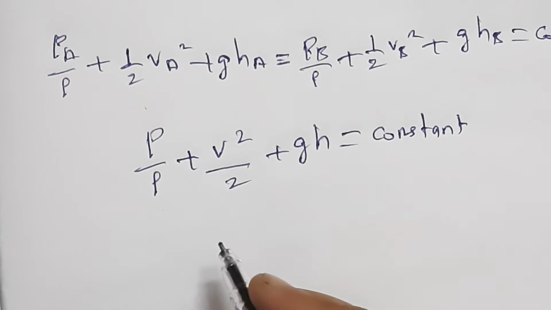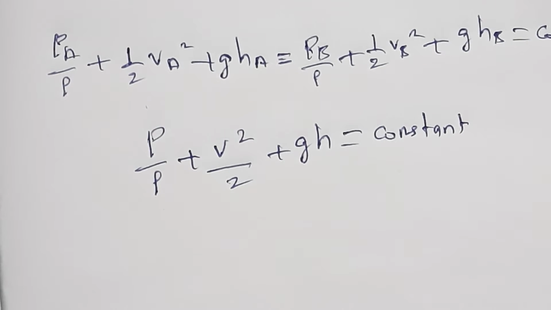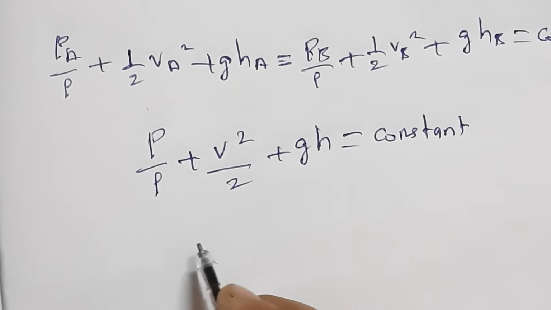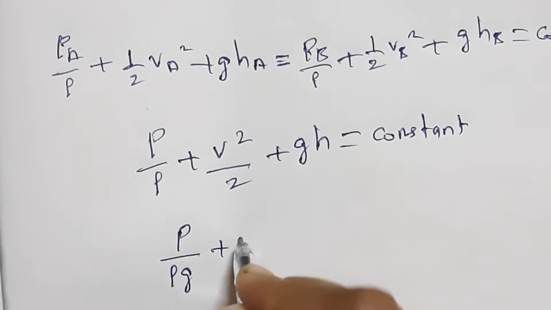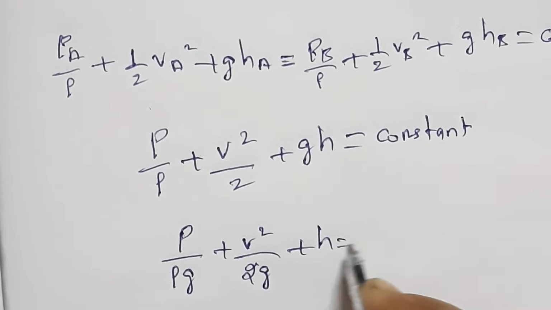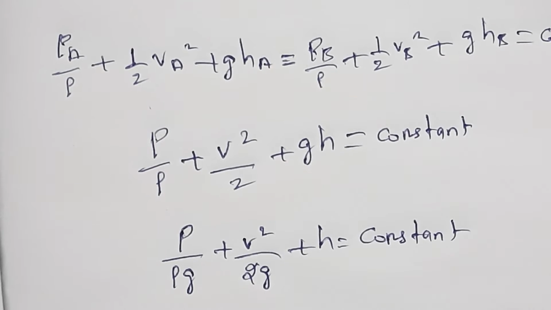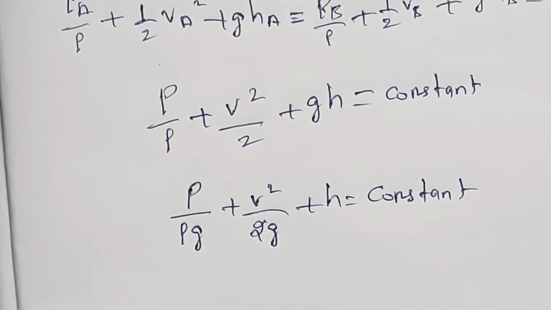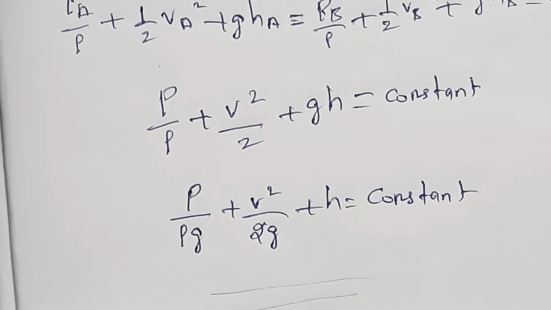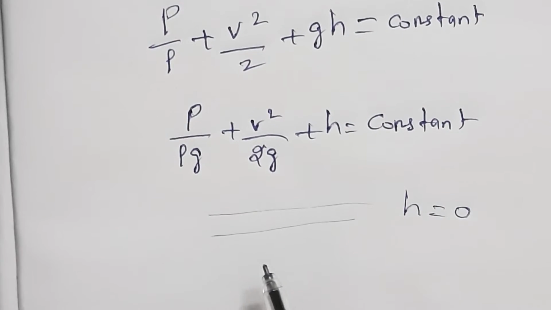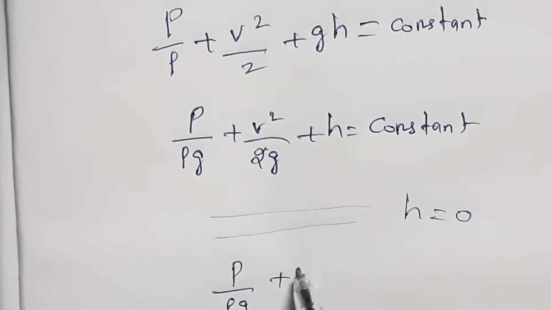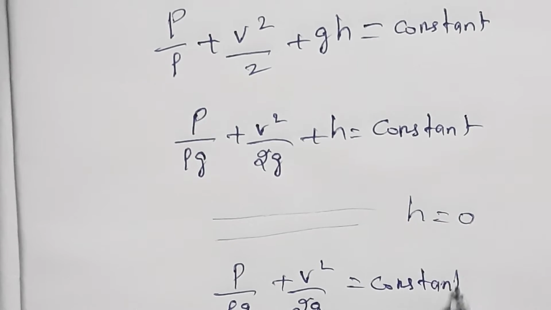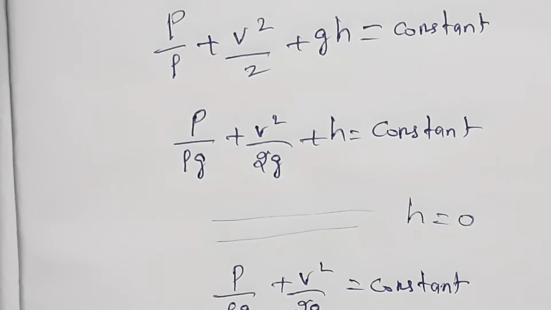So this is known as Bernoulli's theorem or Bernoulli's equation. This again can be written, when we divide the equation by G, as P by rho G plus V square by 2G plus H is equal to constant. In case the height H is equal to 0, that means when we consider a horizontal pipe, you will get P by rho G plus V square by 2G equal to constant. Okay, I repeat, listen once again.